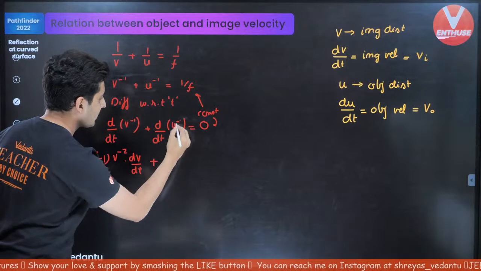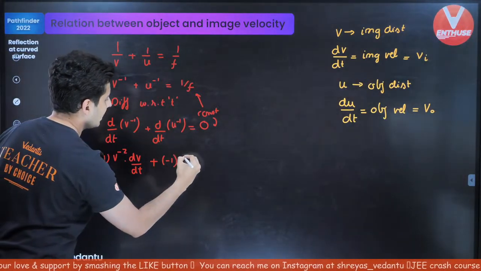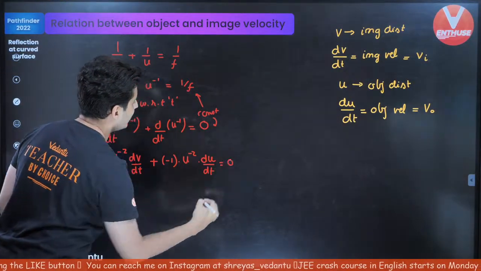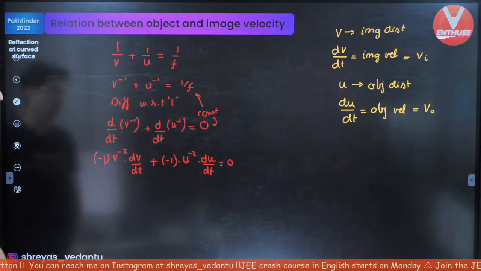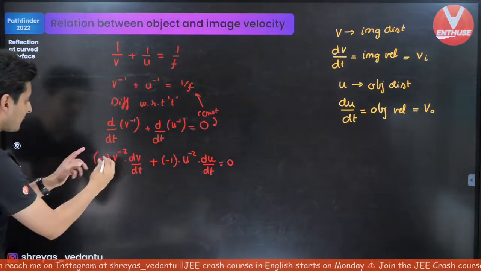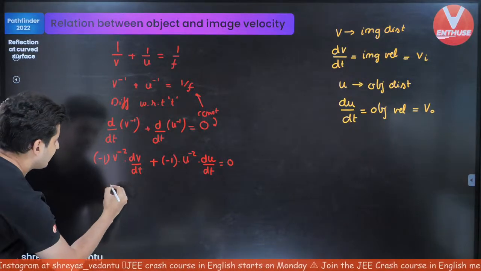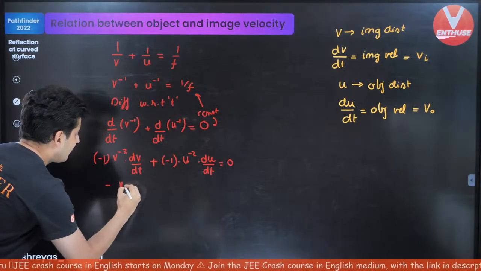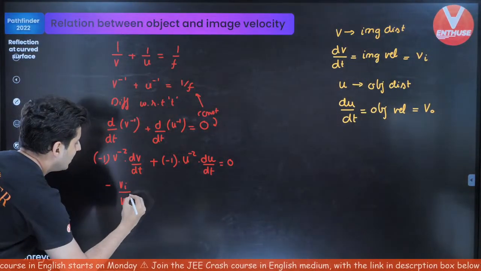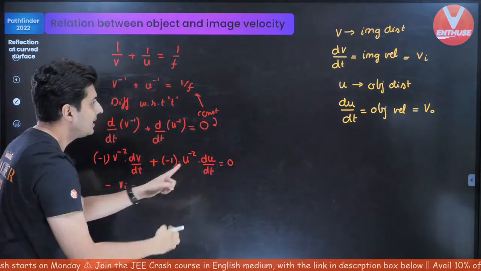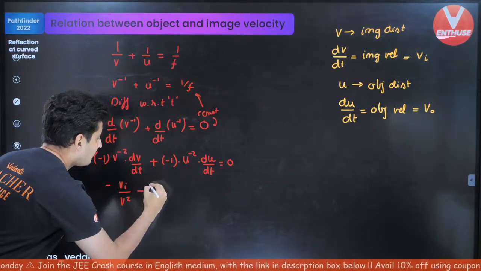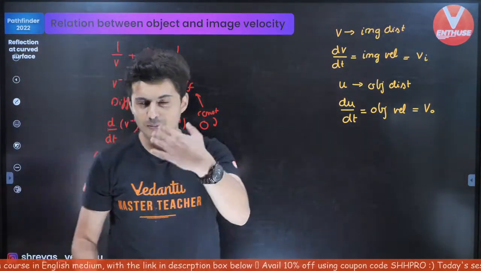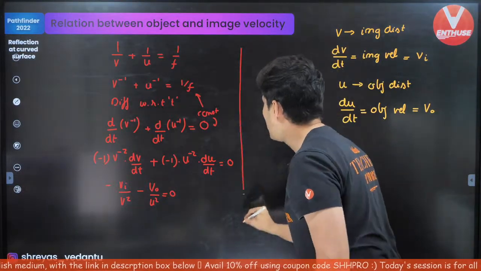Similarly, over here you will get minus 1 into U raised to minus 2 into du by dt is equal to 0. Now just play around with this, you're going to get whatever you require. So minus dv by dt is image velocity, that's nothing but vi, and v square will come below, minus du by dt, that's object velocity, so vo divided by u square is equal to 0.